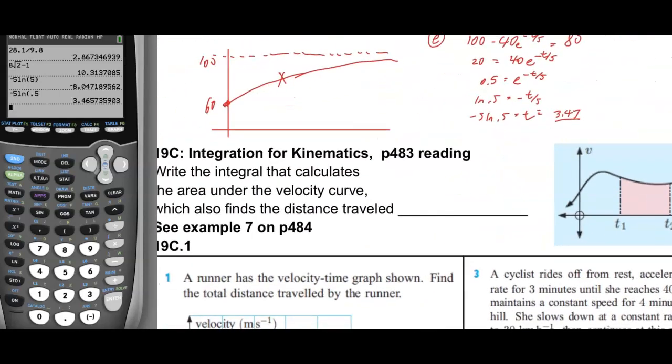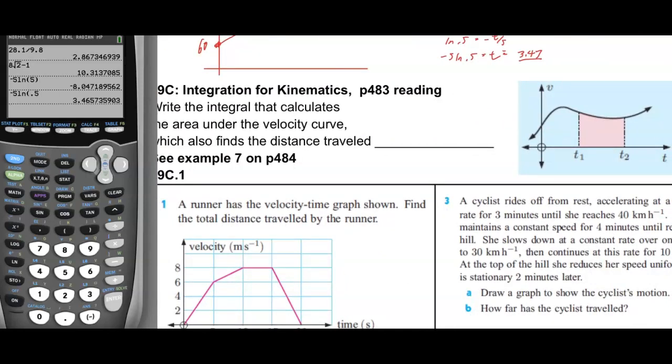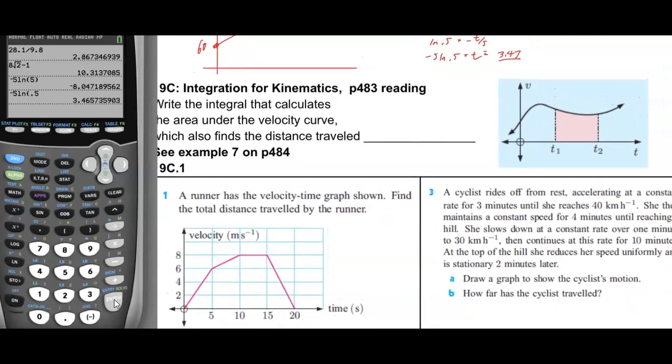All right, let's look at integration used for kinematics. Notice that up until now we were just taking derivatives. They give us the s function. We took the first derivative, we got velocity. We took the second derivative, we got acceleration. Now let's see how integrals can help us with kinematics. Write the integral that calculates the area under the velocity curve, which also finds the distance traveled.